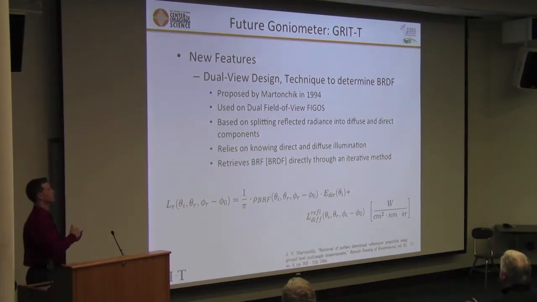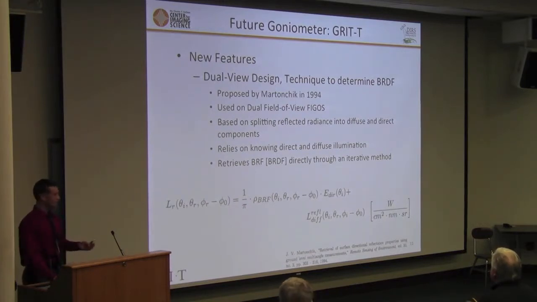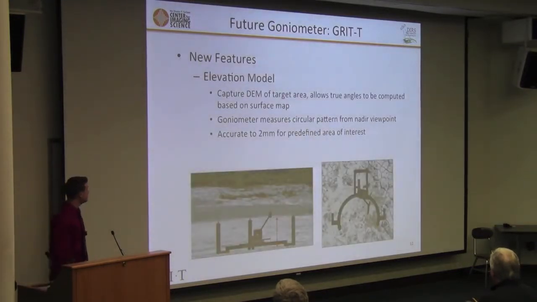It's based on splitting the reflected radiance into a diffuse component and a direct component, and you operate on them separately. And you iterate through this, and then you ultimately will create a reflectance function that aligns with the reflected radiance that you saw from your spectrometer, and you end up with BRF, which can be converted to BRDF just through a scalar.